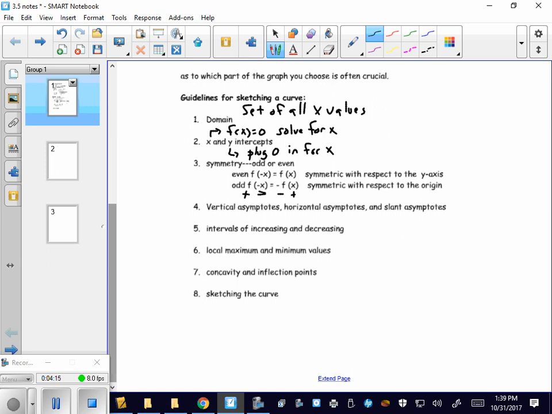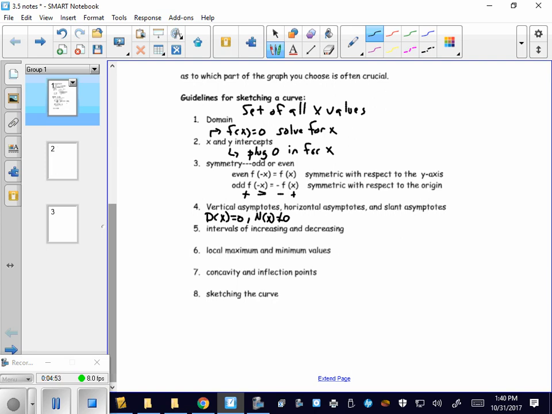Vertical asymptotes, horizontal asymptotes, and this thing called a slant asymptote, which I'm not sure whether you've dealt with or not. If not, it's not that difficult to do, but it does come up. A vertical asymptote is going to occur anytime the denominator is made 0, as long as the numerator is not 0. So we'll say that our denominator equals 0, but the numerator does not equal 0, because if they both equal 0, it's a hole, not a vertical asymptote.